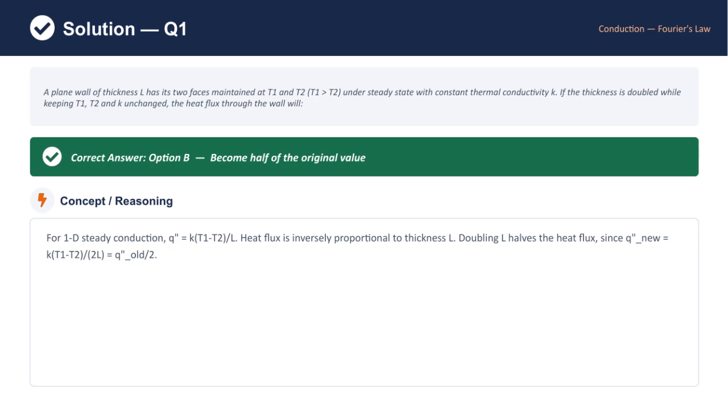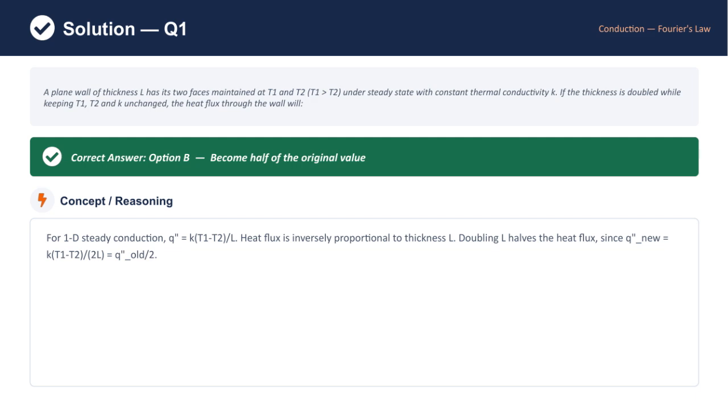According to Fourier's law, the heat flux is proportional to the temperature difference divided by the thickness. Mathematically, it's q double prime equals K times (T1 minus T2) divided by L. So, if the thickness L doubles, the heat flux doesn't stay the same. It actually gets cut in half. This inverse relationship means that heat finds it harder to pass through a thicker wall, reducing the flux by 50%.